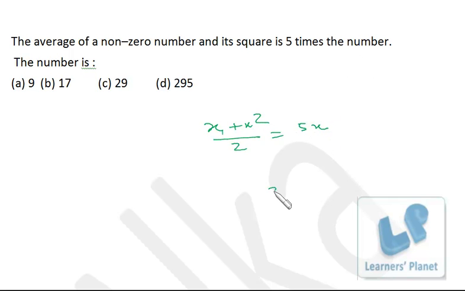So precisely x square is equal to 10x minus x, that is 9x. x should not be equal to 0. I take x as common, so precisely x will be 9. Okay.